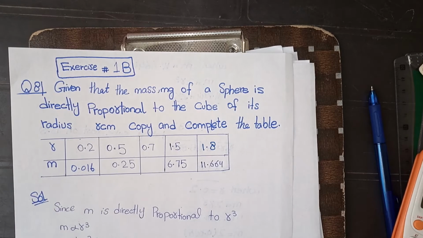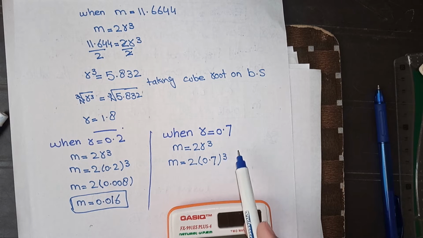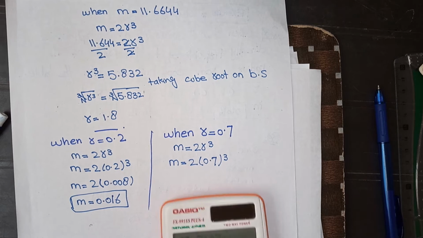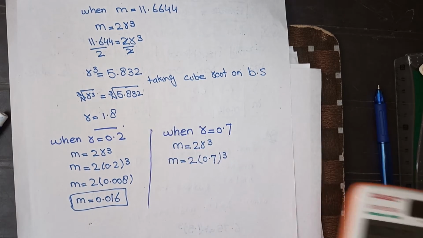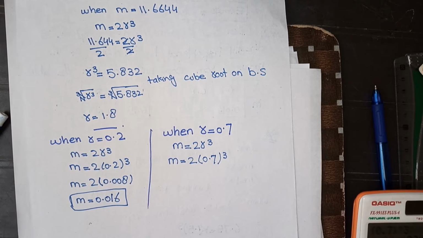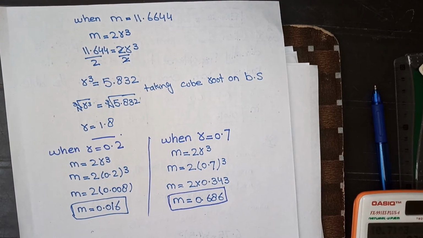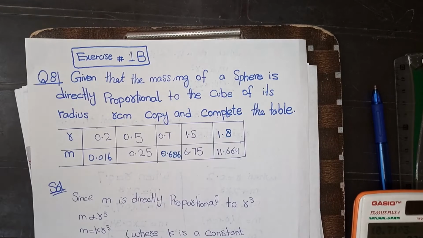Now, when r is equal to 0.7, put the value of r in that equation. 0.7 cube is equal to 0.343. When we multiply by 2, m is equal to 0.686. Okay students, we have completed the table.